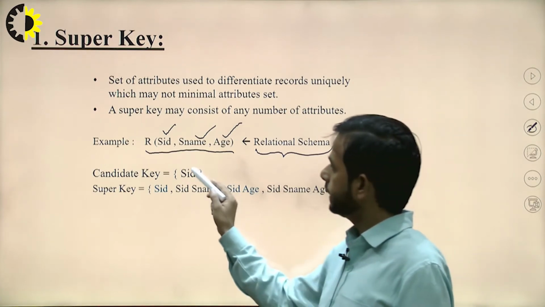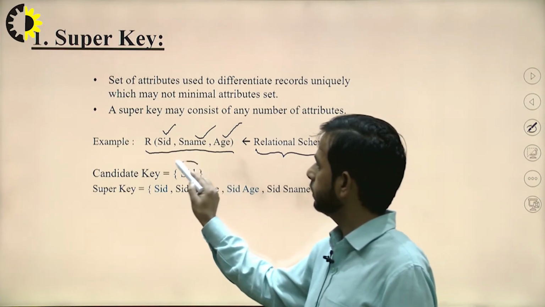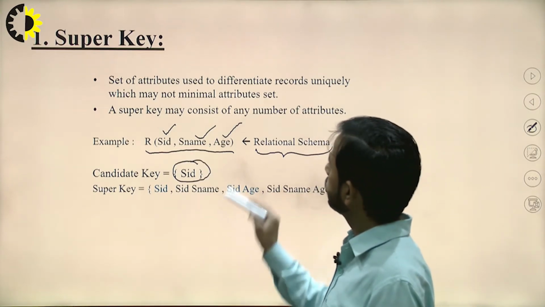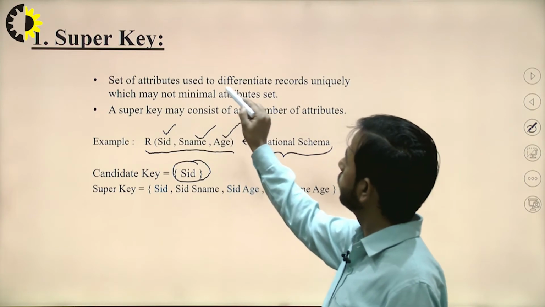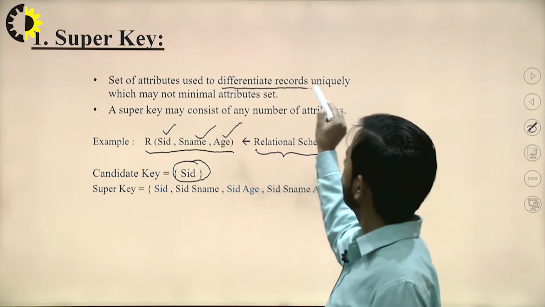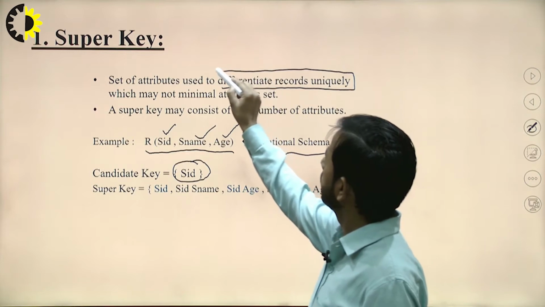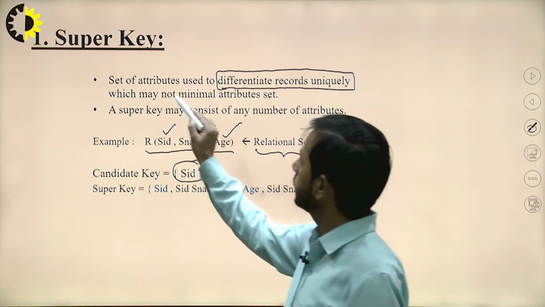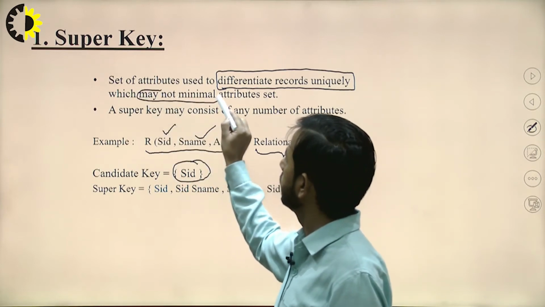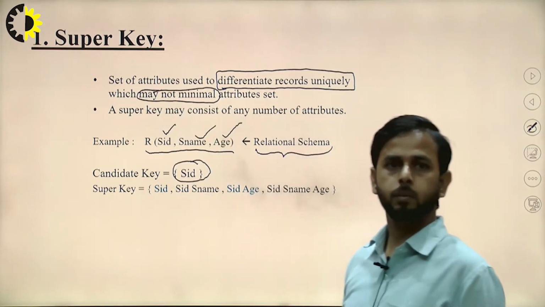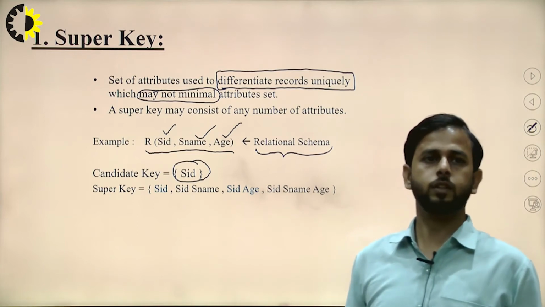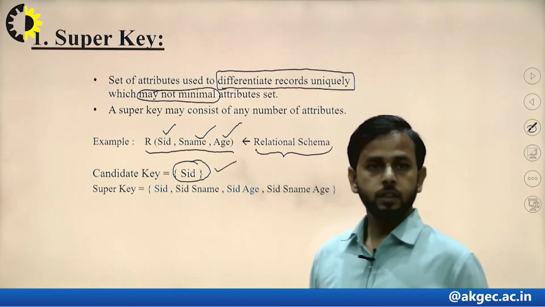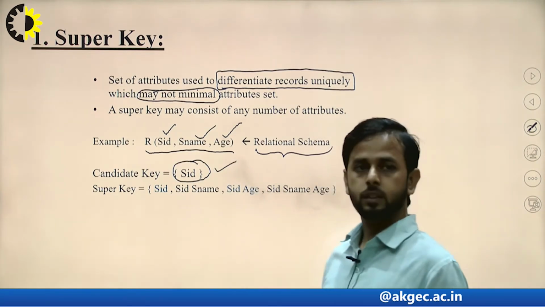Now the candidate key here is student ID. Now what are the super keys? A super key is a set of attributes used to differentiate records uniquely, but they may not be minimal. It is not necessary that the set of attributes is minimal. Here SID is the candidate key, and a candidate key is a minimal super key.